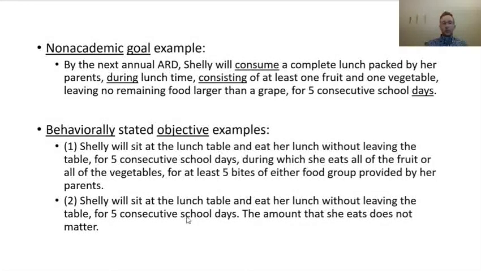The first thing Shelley would have to do is to sit at the lunch table and eat her lunch without leaving the table for 5 consecutive school days. And for this particular behaviorally stated objective, the amount that she eats doesn't matter. Once she meets that, we would introduce the next behaviorally stated objective, which is that Shelley will sit at the lunch table and eat her lunch without leaving the table for 5 consecutive school days, during which she eats all of the fruit or all of the vegetables, or at least 5 bites of either food group provided by her parents.